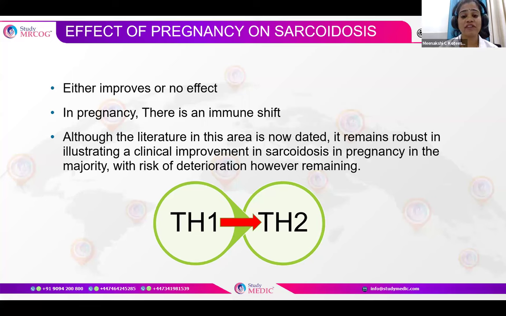Like how is it going to affect? So normally what happens here is during pregnancy, we see that there is an immunological shift from TH1 response to TH2 response. So because of this immune shift, there is an exaggeration of the TH1, right? So the helper cell 1 has an increased response. So because of this, what happens? Because of this immune shift, there is probably an immunosuppression over here.